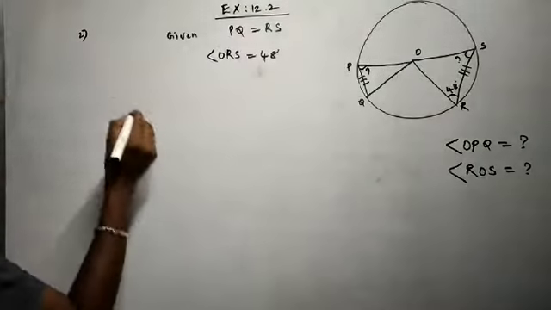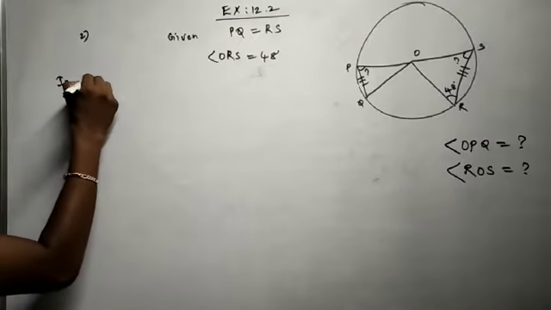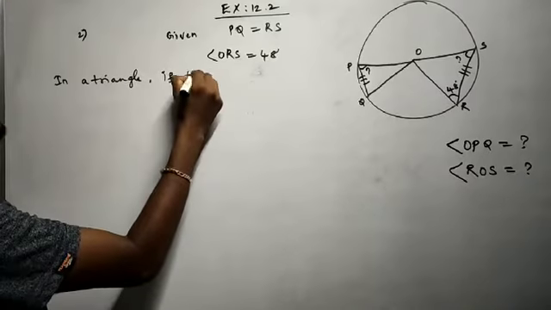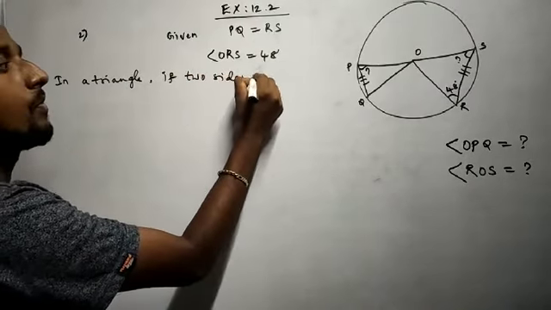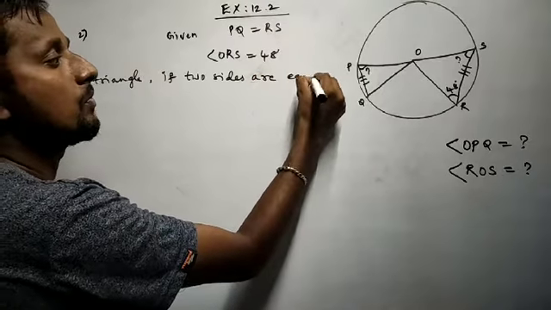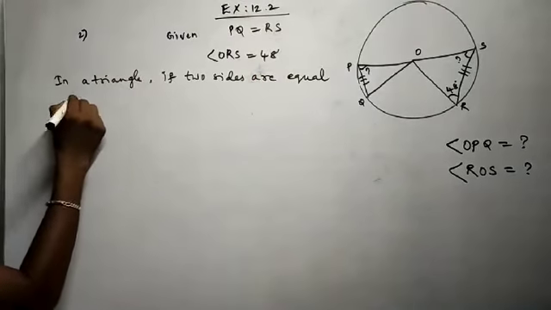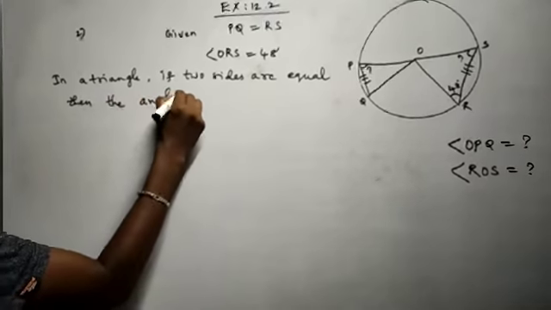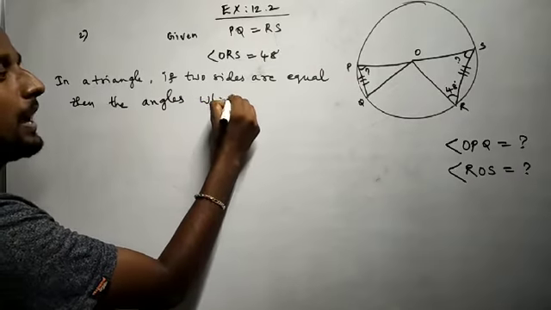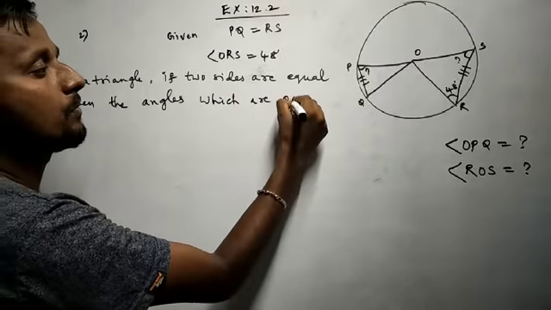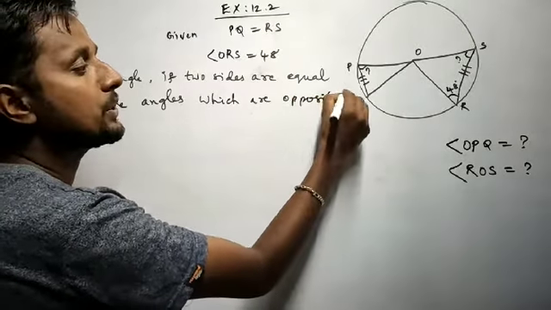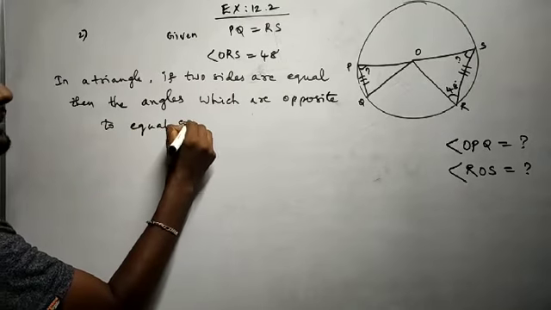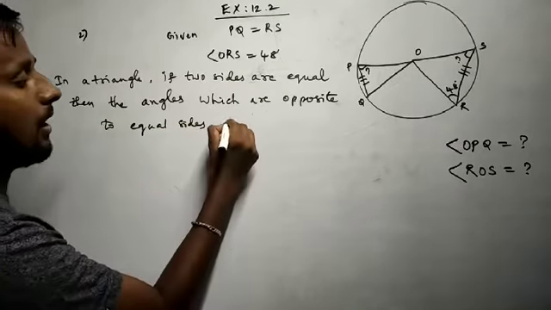Now look at this: in a triangle, if two sides are equal, then the angles opposite to the equal sides are equal.